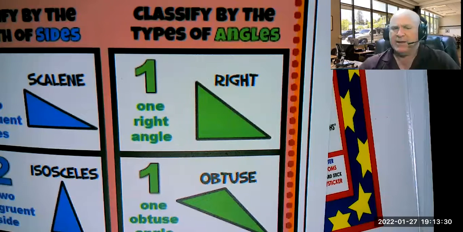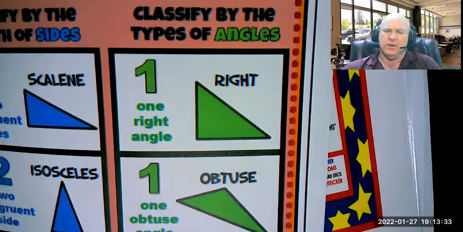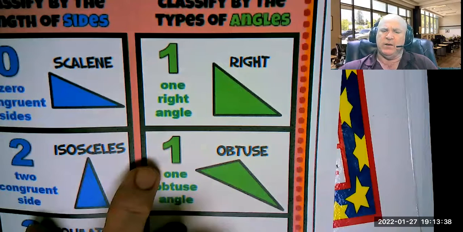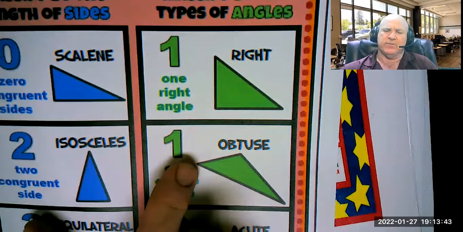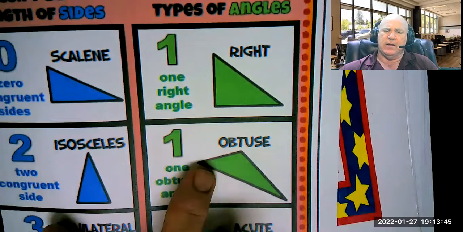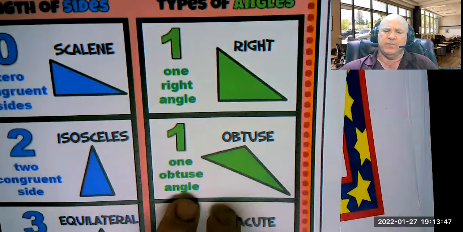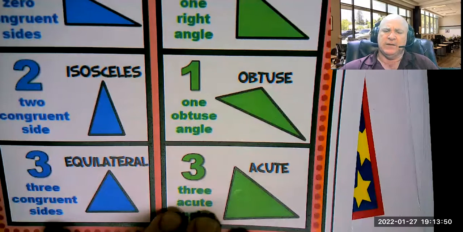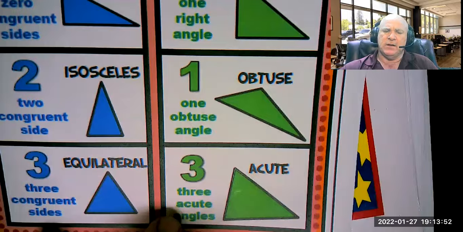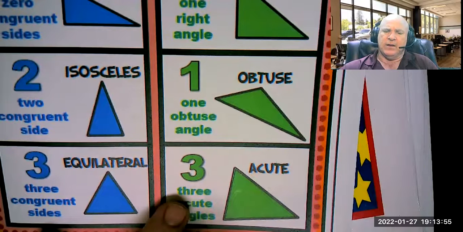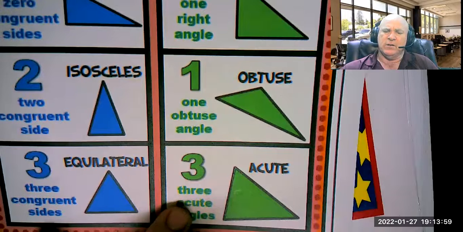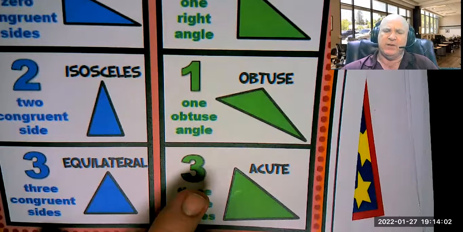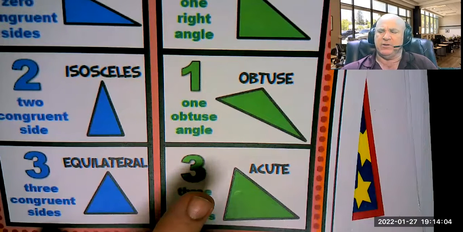So you might circle that capital T in obtuse and remember that one of them will be wider open than 90 degrees. Another triangle that we're going to talk about is an acute triangle. An acute triangle has three acute angles. In other words, they all have to be less than 90 degrees each.